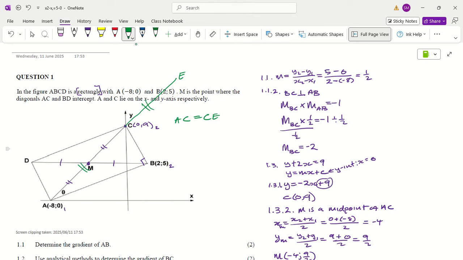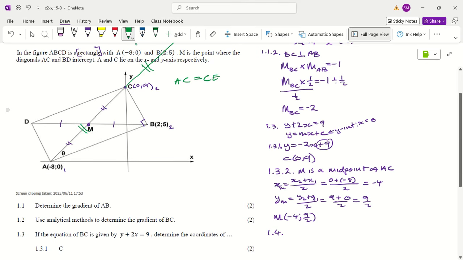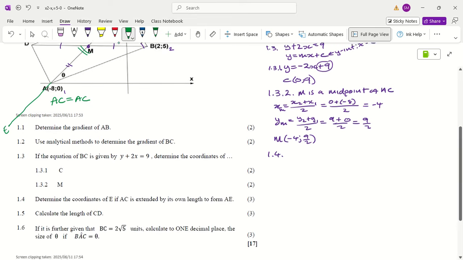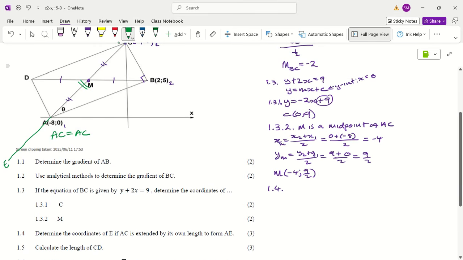Now, you can also do it the other way. You can also extend AC from A to another point, which is E here, such that AC is equal to AE. So whichever way you want to explore it. In fact, let's just explore the negative part so that we can see it here. So here I've just extended AC by its own length such that AC is equal to AE. So now, meaning that A will be my midpoint. So whichever way you want to do it.